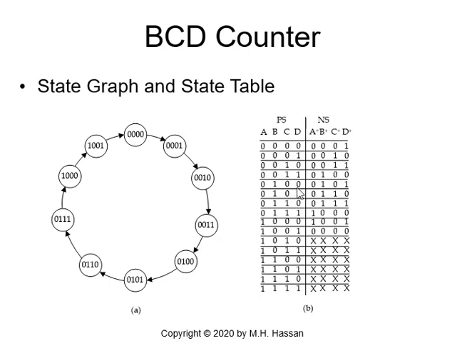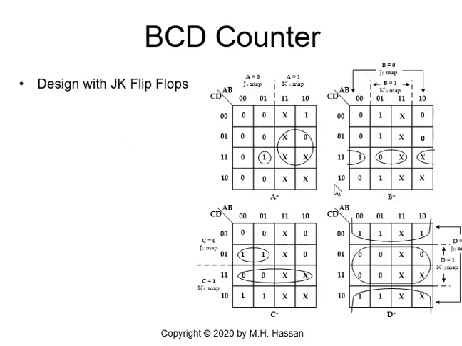So once we have the present state and the next state, we can draw the Kmaps. If we are designing with JK flip-flops, we can draw the Kmaps for A+, B+, C+, and D+. And we use the shortcut method, the beautiful method. We will divide the map into 2 portions: one is the A prime, or A equals 0 map, as you see here, and the other is the A equals 1 map. For the A equals 0 map, we will group the ones.